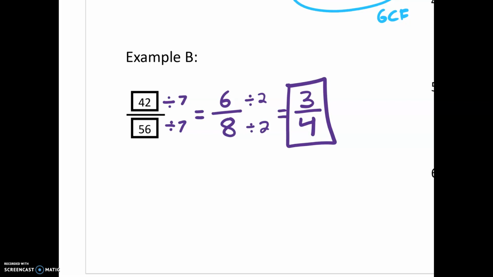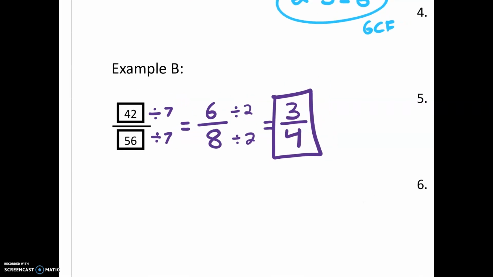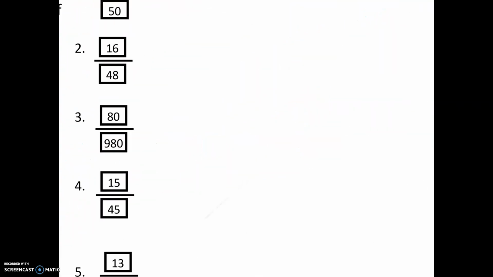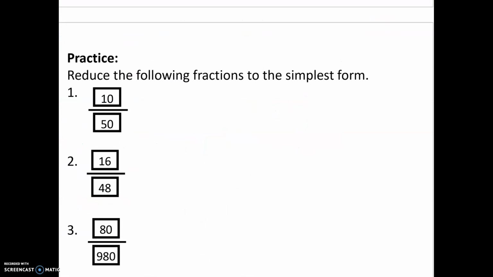So we're going to look at a couple more examples, and then for your assignment today, the rest of this assignment is practicing reducing or simplifying fractions. So I'd head over here. We're going to start with question number 1.